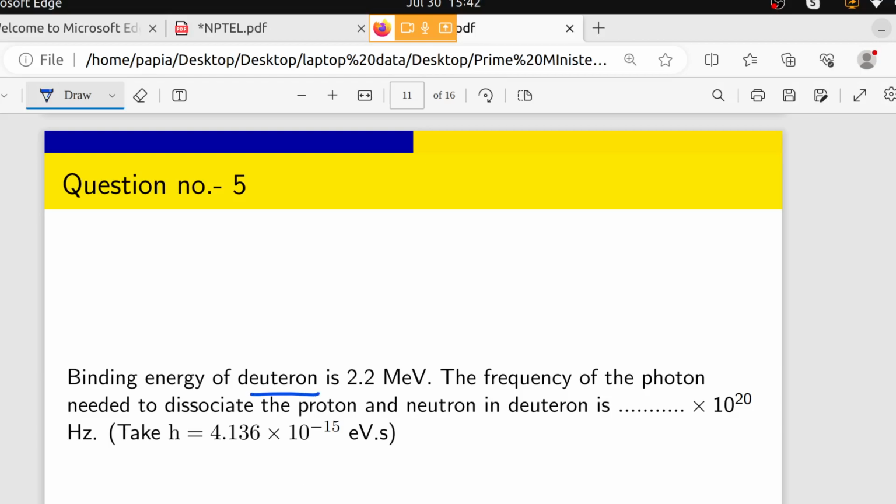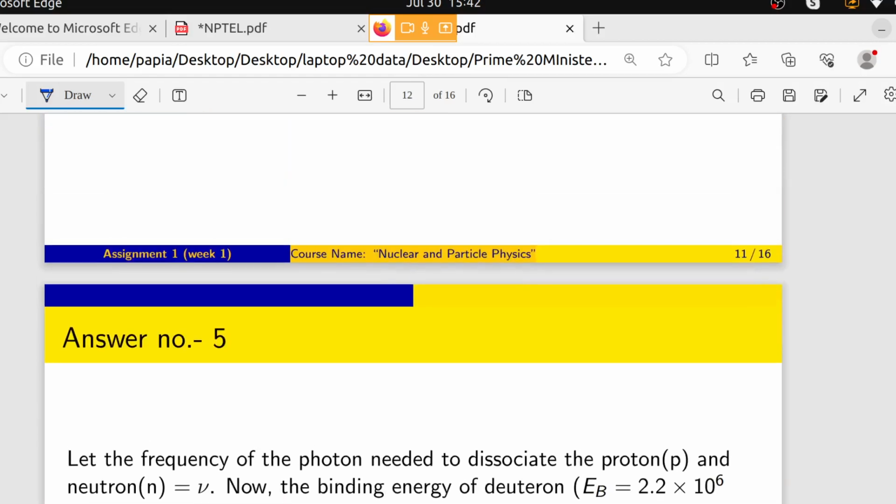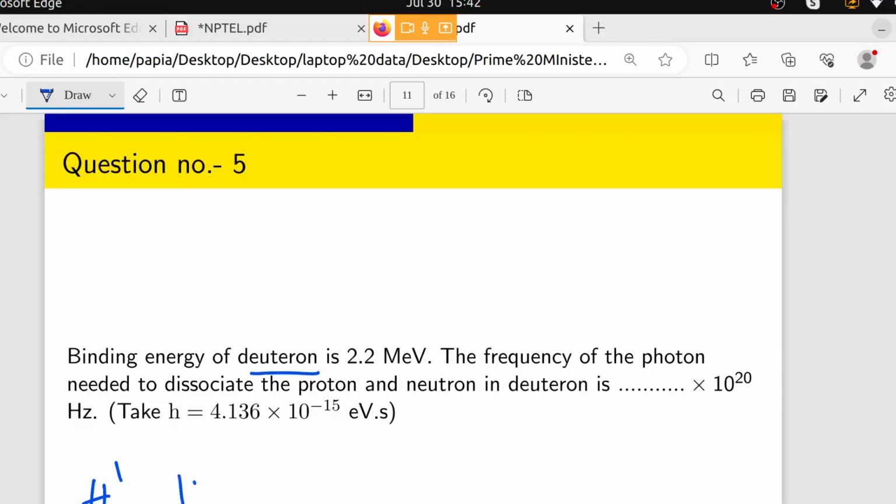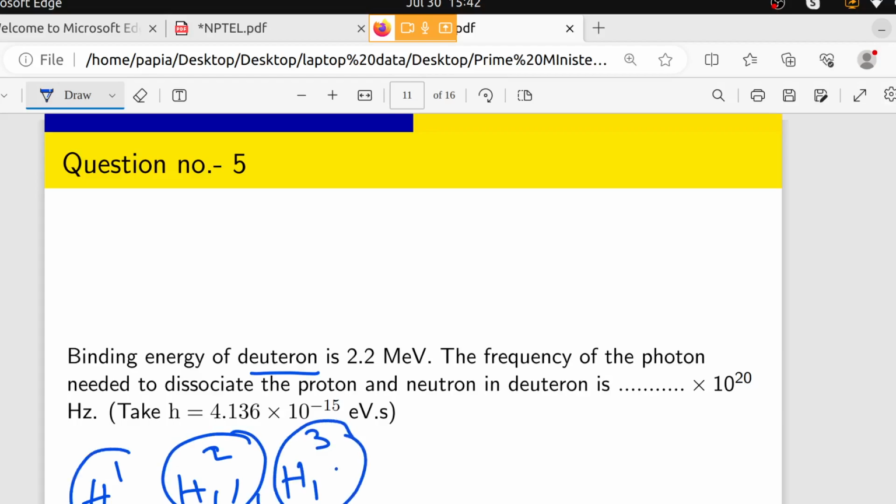So what is deuteron? I have already mentioned here, deuteron is heavy hydrogen, where you can see proton and neutron. You know H11, H12 and H13. So H12 is the deuteron and this is tritium, and this is normal hydrogen. So it is given that the binding energy of deuteron is 2.2 MeV, and they are asking about the frequency of the photon needed to dissociate the proton and neutron in deuteron.